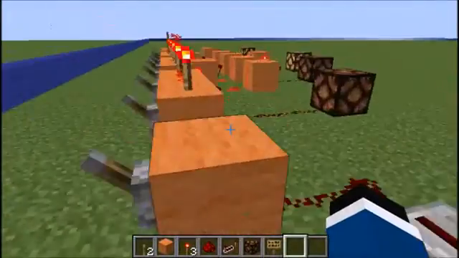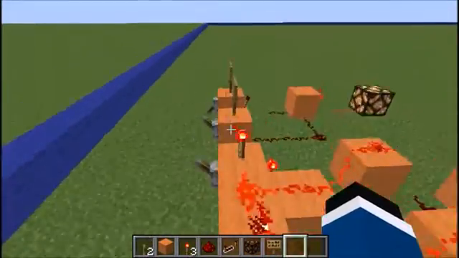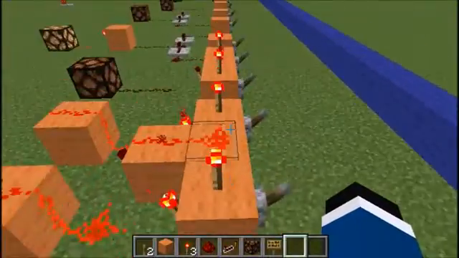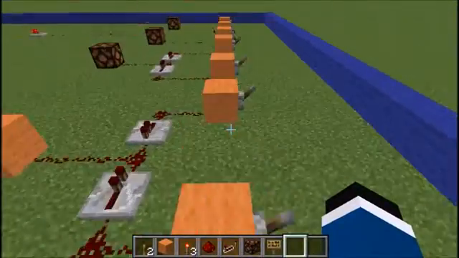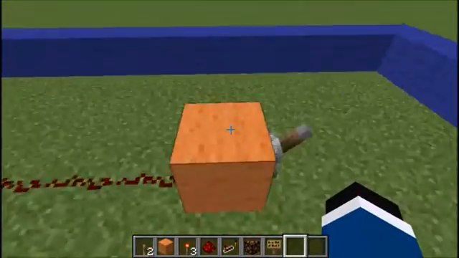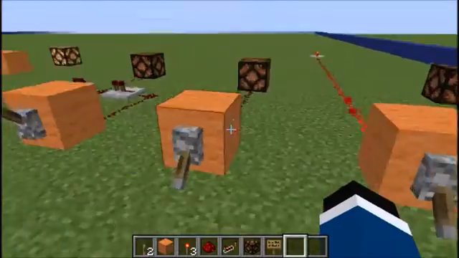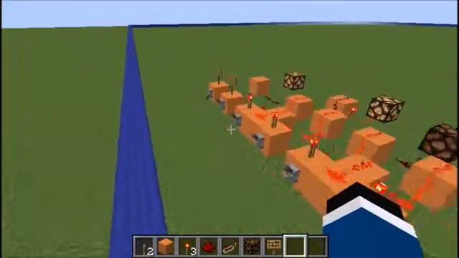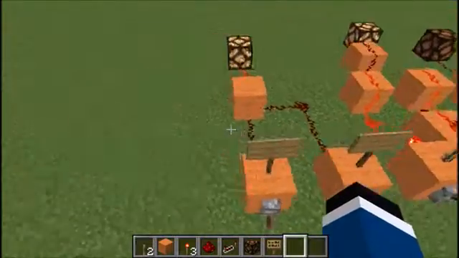And there are 3 input logic gates, but I'm not going to really be getting into those because, well, not really, no, just no. They get really complicated once you get to 3 inputs. I'm just going to teach you the 1 input and the 2 inputs, because 3 inputs, you're a little crazy.